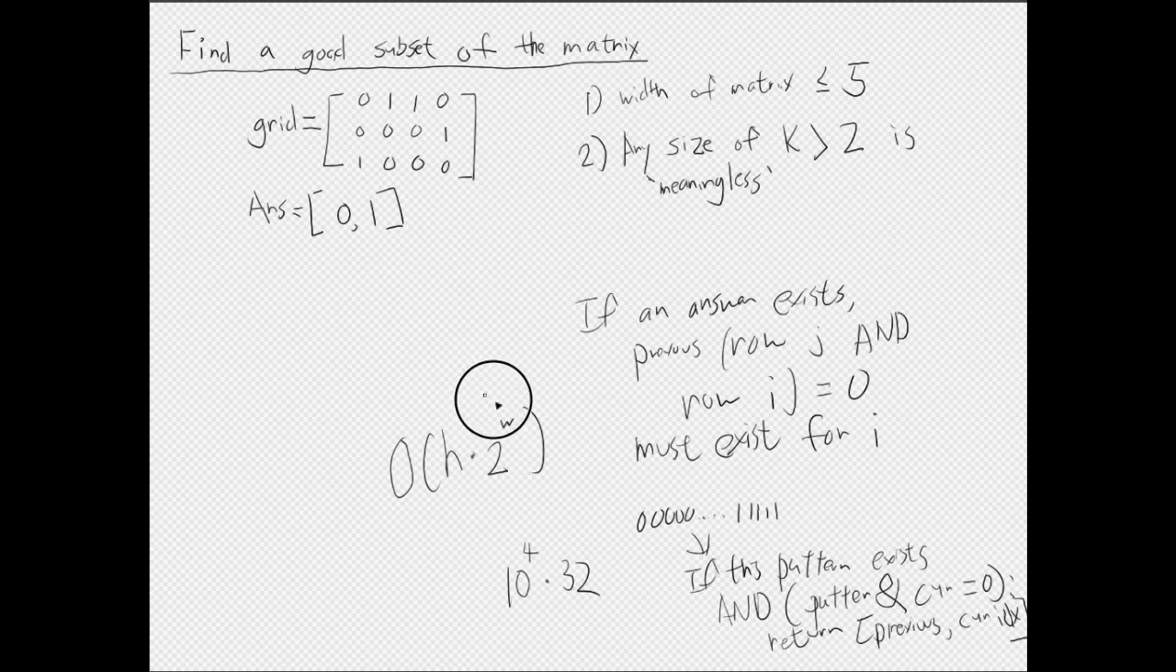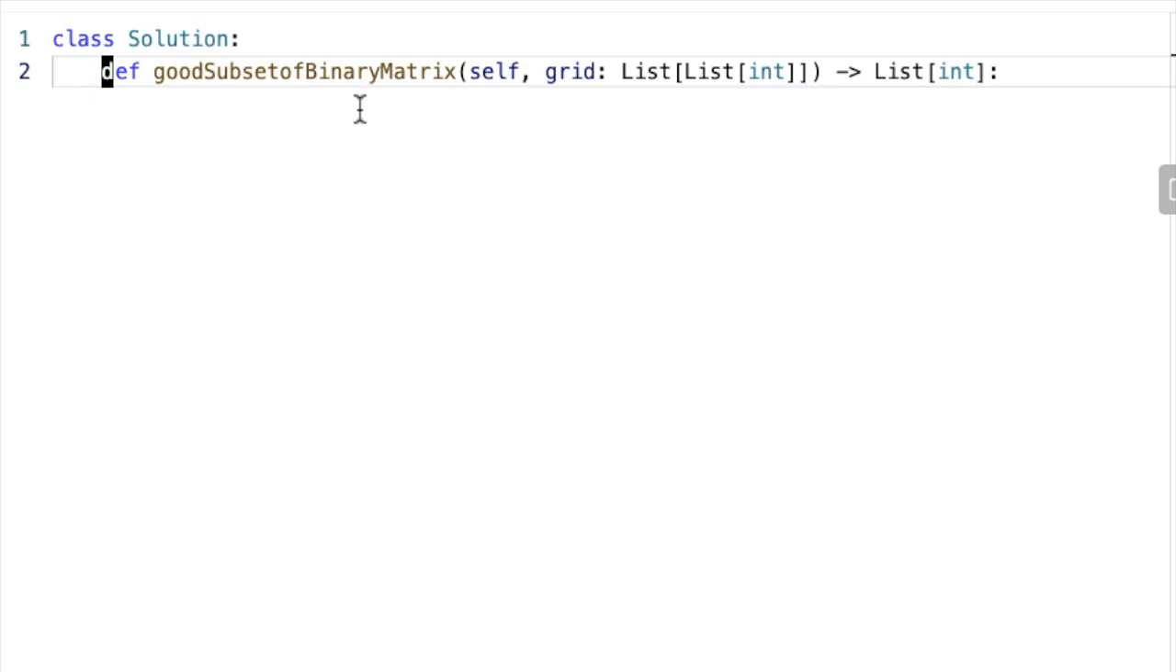So it seems this is big, but you have to know that this W is less than or equal to 5. So basically, we can treat it as a constant. The main time comes from H, because this thing can be 10 to the power of 4. So that's basically the gist of the solution and the complexity for it. And let's jump into the code implementation.